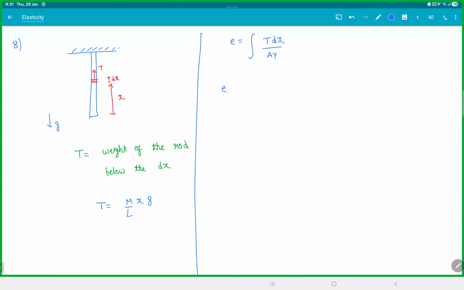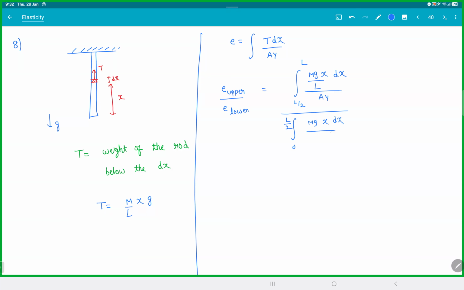You want to find for the upper half by the lower half. So the elongation ratio, E upper by E lower. Tension is mgx by L, dx by AY. The only thing that will change is the limits. For the upper half, limits will go from L by 2 to L. For the lower half, the limits will go from 0 to L by 2.